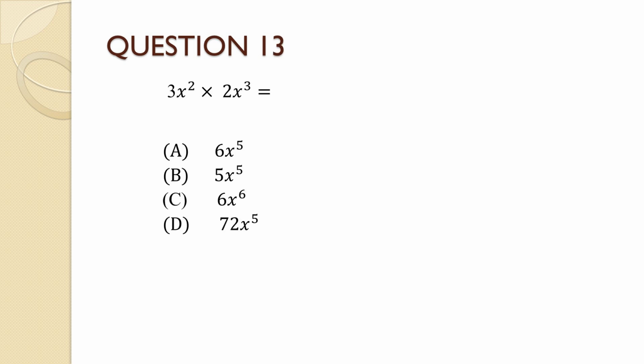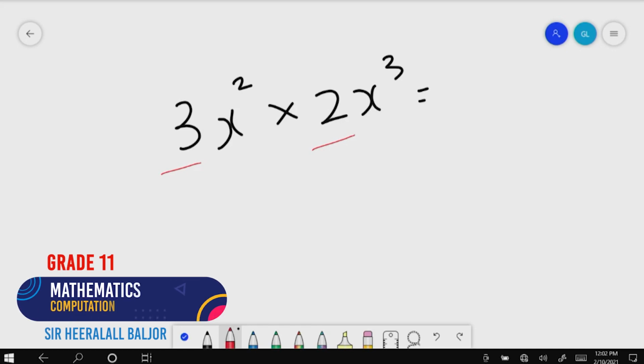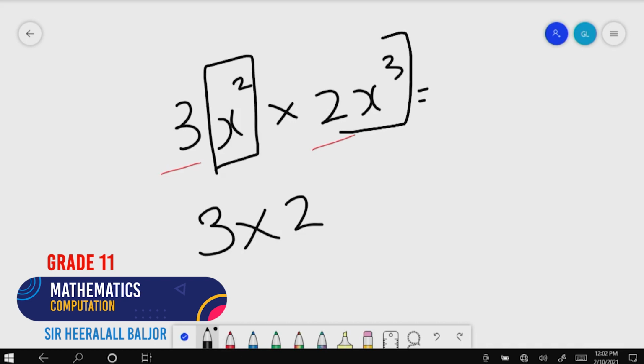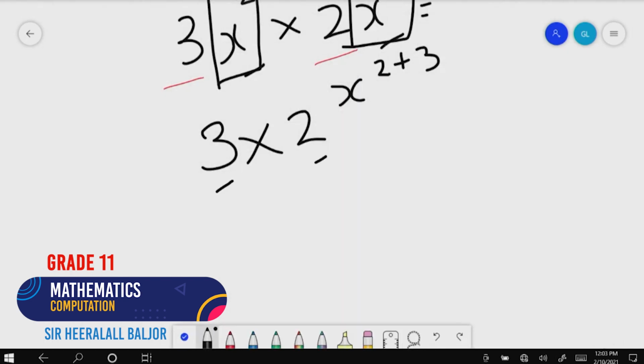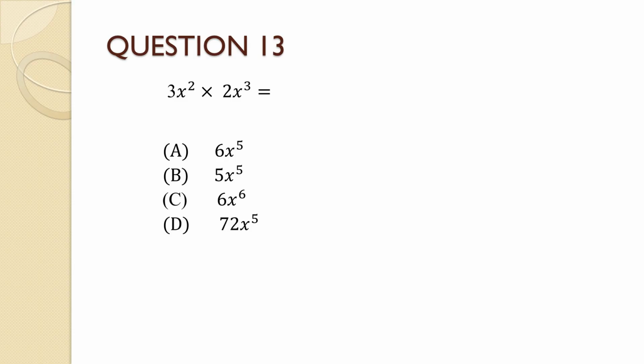This question reads 3x squared multiplied by 2x cubed equals. Coefficients we multiply first. So this would have been 3 times 2. Then the laws of indices says when we are multiplying base quantities which are the same, and there we have an x and an x, base quantities which are the same, we add their power. So this would have been x of 2 plus 3. And for the computation, we would have had 3 times 2 give us 6. x of 2 plus 3 gives us 5. So our solution for this question is A, 6x raised to the 5th power.